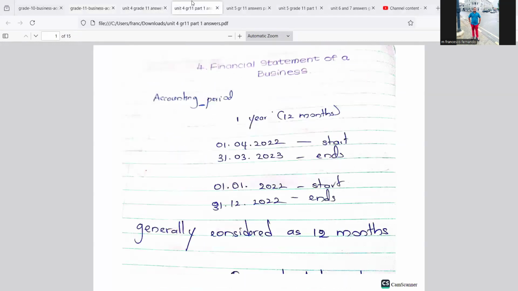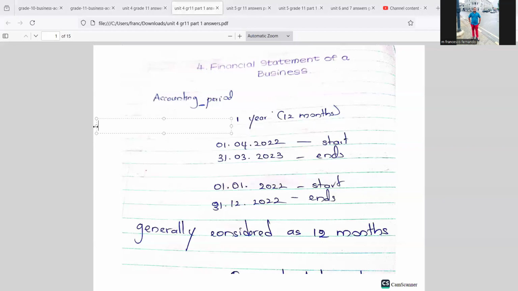If you start from the beginning of the lesson, first of all, you must know what an accounting period is. Normally an accounting period means 12 months, that means 1 year. If the period starts on 1st April 2022, it should end on 31st March. If the period starts on 1st January 2022, it should end on 31st December 2022.